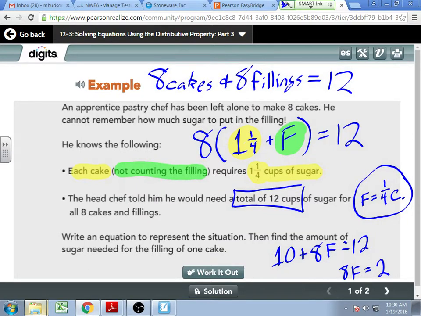So the filling uses a lot less sugar. It only uses 1/4 of a cup for each cake.